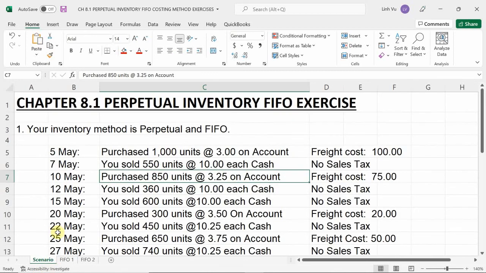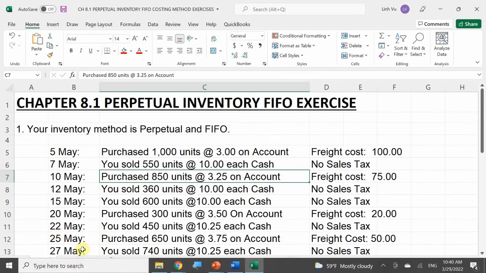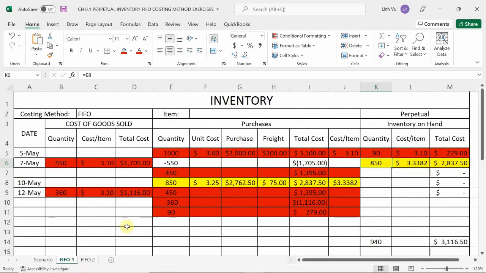Okay, good. So that was May 12th. Then May 15, we end up selling an additional 600 units. Let's go ahead and plug that in. My empty spot is here. May 15, we sold 600 units. Now let's take a look at my batches of inventory.